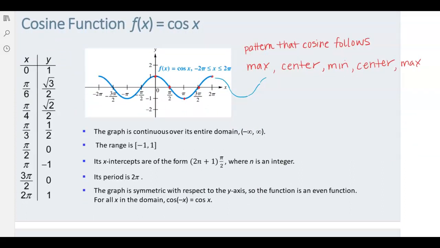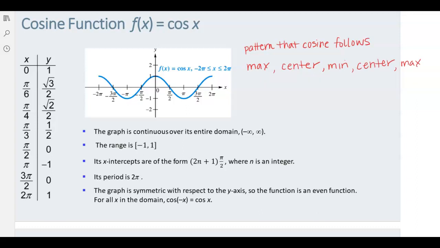Many of the characteristics that we had for the sine graph are the same for the cosine graph, such as the domain and the range and the period. As far as symmetry is concerned, this graph has a different characteristic, that it is symmetric about the y-axis. So if I look at a point on the right of the y-axis and the left, they're identical, right? I could fold it in half on the y-axis and it's a mirror image of itself.